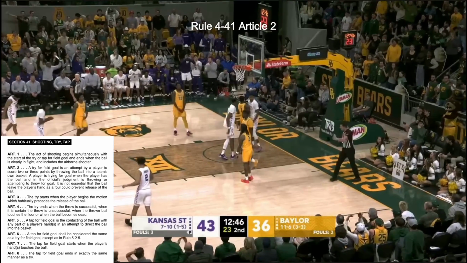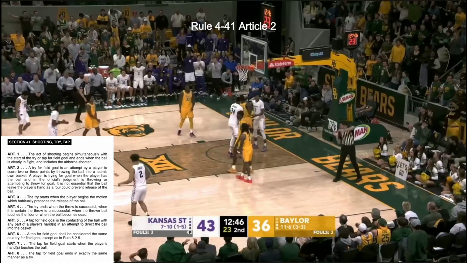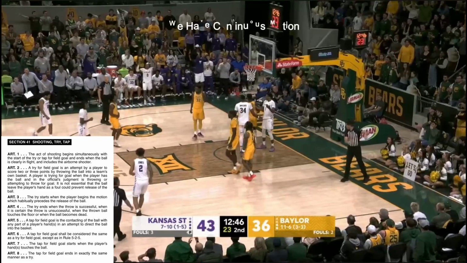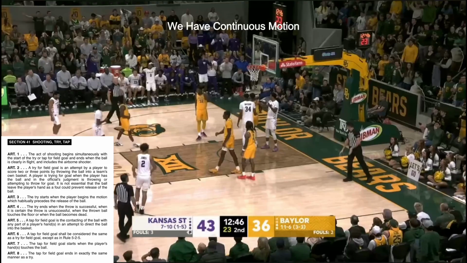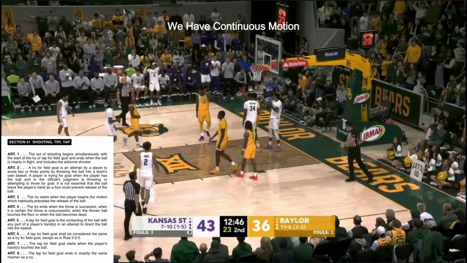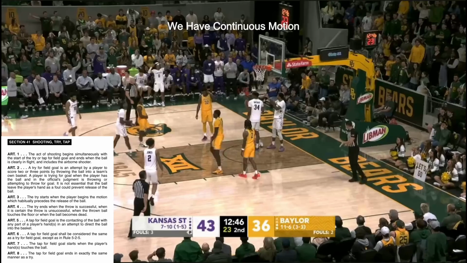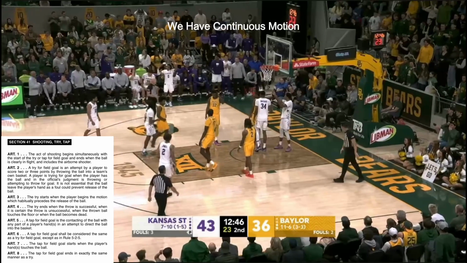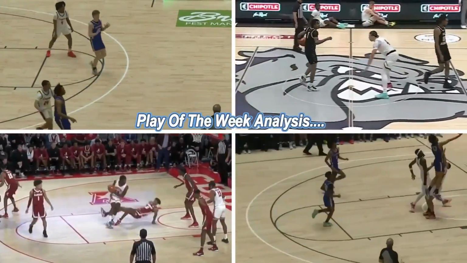This clearly was a try by our ball handler dribbler, where continuous motion clearly applied. Our lead official incorrectly ruled that it did not apply. We should be shooting free throws. This is our play of the week analysis.